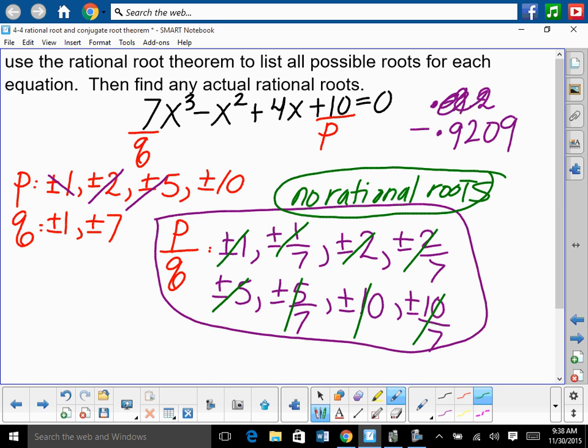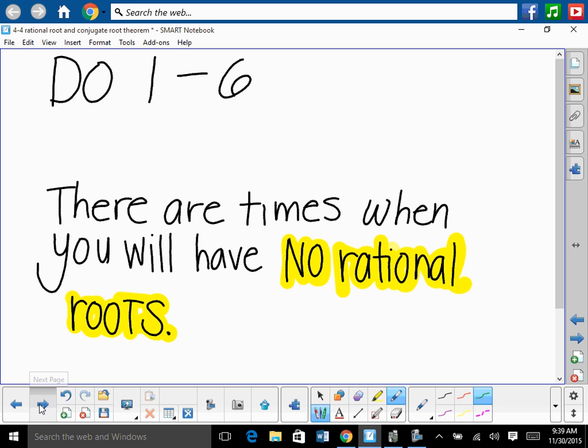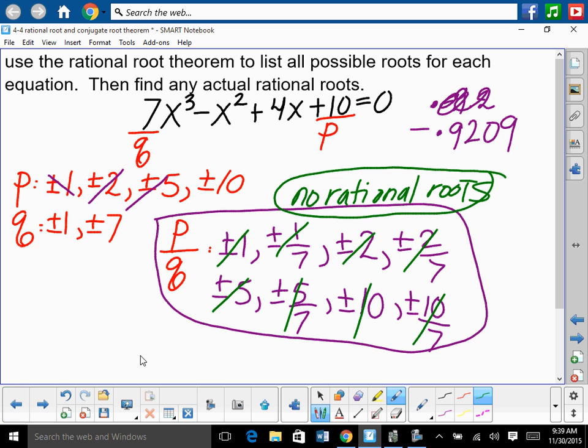Okay. Does everybody see how to do it? Yes or no? Because I have no idea if you even remotely understand this. Okay. So do problems 1 through 6. Once again, there are times you will have no rational roots. Ready, set, go. Check with me when you're done. Now show your work how I was, because it gets messy. And I'll be right with you. Let me push pause on my video, and then I'll be right with you.